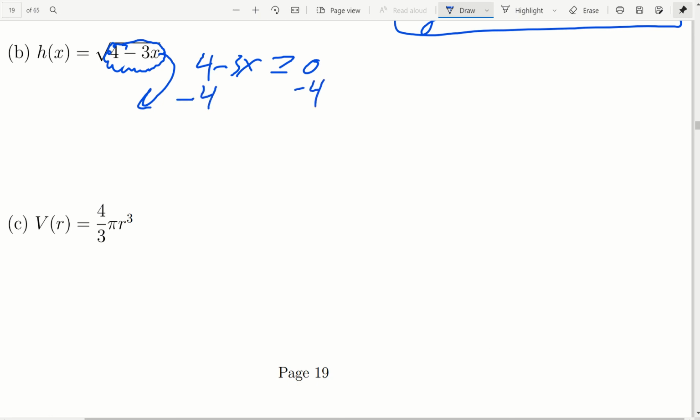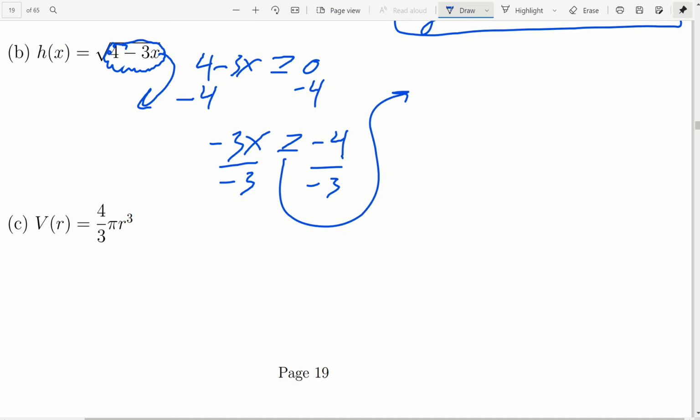We begin by subtracting 4 from both sides. We get negative 3x is greater than or equal to negative 4. And then the next step to get the x by itself, we have to divide both sides of that inequality by negative 3. Keeping in mind, whenever you do that, dividing or multiplying an inequality by a negative number is going to change the direction of the inequality. So this will now become x is less than or equal to positive 4/3.